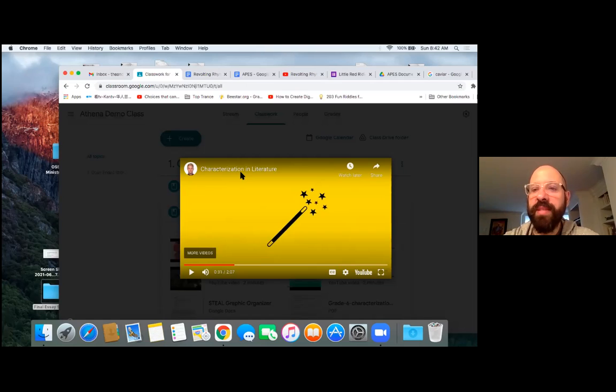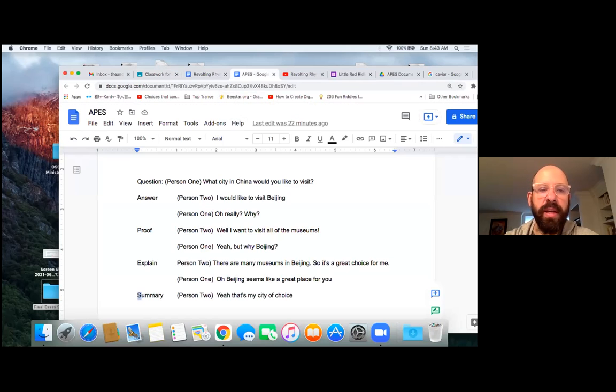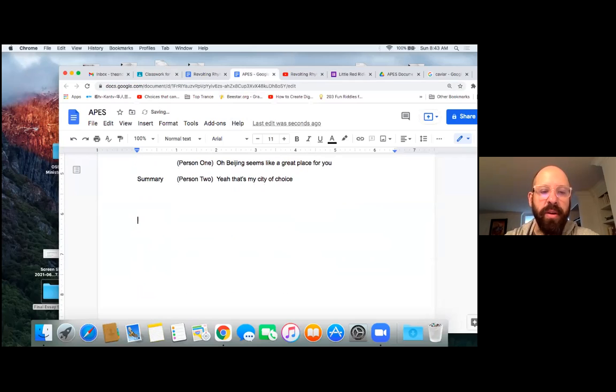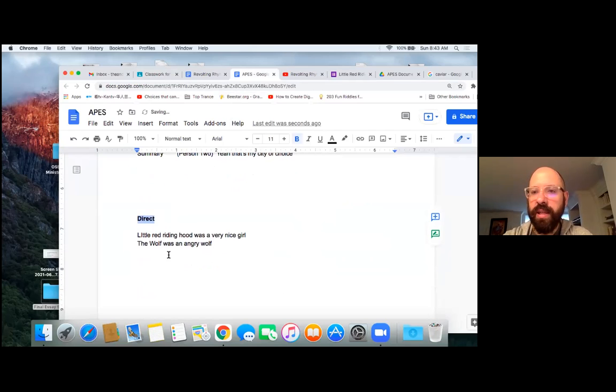The writer will sometimes tell us who a character is. That's the easiest one. In other words, we have this story. A writer could say, Little Red Riding Hood was a very nice girl. The wolf was an angry wolf. This is one way we learn about the character, right? The author tells us. He says who she is. She was a nice girl. He says who he is. He was an angry wolf. This is what we call direct. You don't have to memorize this.